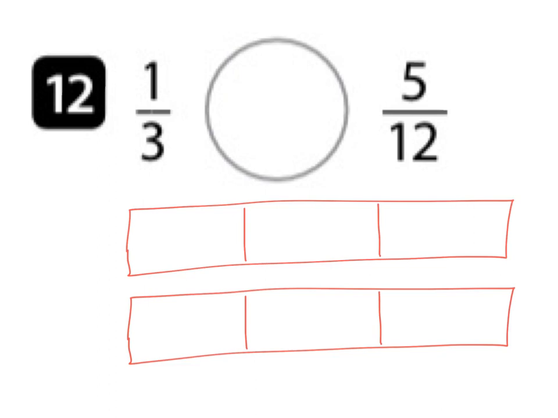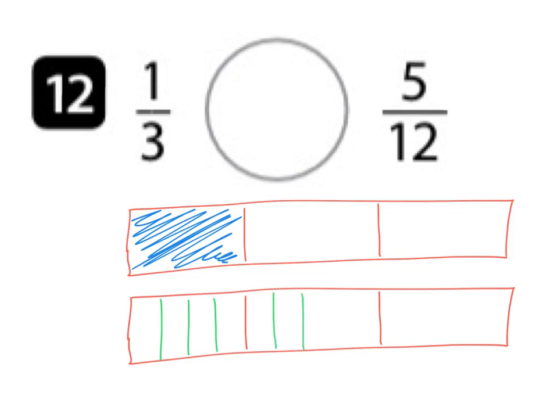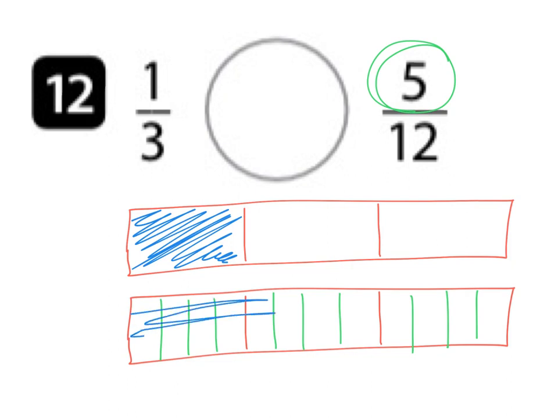And let's go ahead and shade in 1/3. So the top one's going to be 1/3. And then the bottom one is going to be 5/12. So I need to divide this one into 12ths. 1, 2, 3, 4, 5, 6, 7, 8, 9, 10, 11, 12. And I'm going to go ahead and shade in 5. 1, 2, 3, 4, 5. So I'm going to shade in 5/12. And then by looking at my bar model, I can see that 5/12 is greater. So 1/3 is less than 5/12.